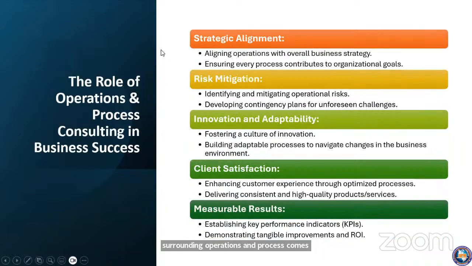Now, moving forward, the role of operations and process consulting in business success. Okay.